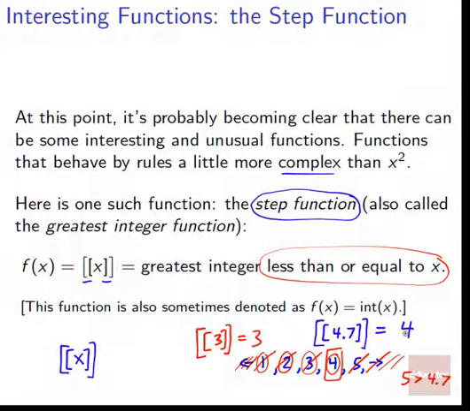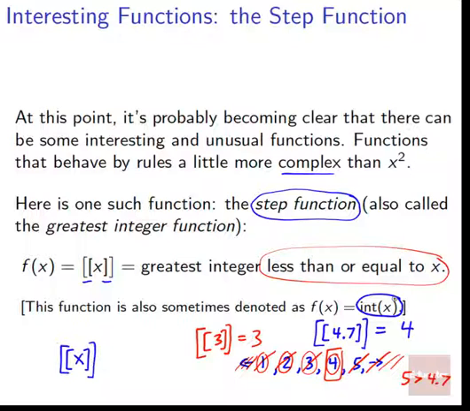4.7 would become 4, 3.5 would become 3, negative 2.5 would become negative 3 because we have to round down. And what's below negative 2.5? Negative 3. All right, and finally, we can also sometimes call this the int x, the integer function on x. Sometimes you'll see it denoted as int x as opposed to double brackets of x. Same idea though, this greatest integer thing, this step function.